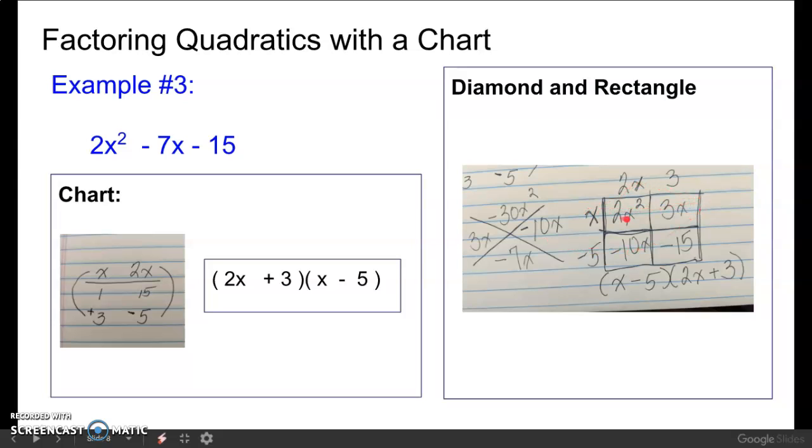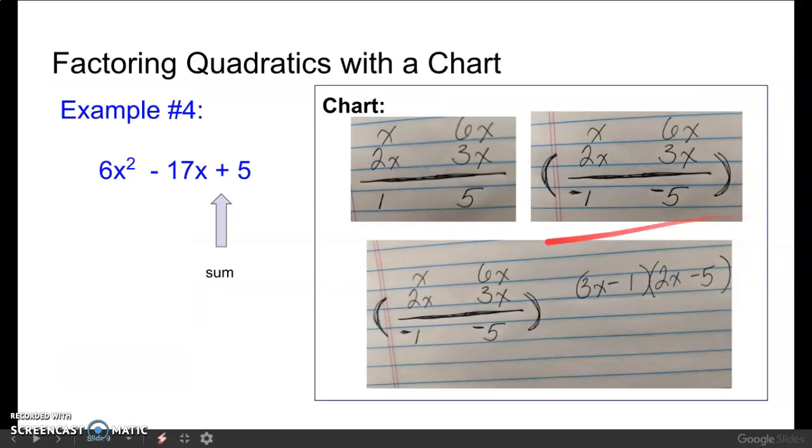I decided to go across this way first because the only thing they have in common is x. That automatically makes this 2x. Once I knew that, I knew this had to be negative 5. And once I knew that, I knew this needed to be 3. All right, so then I've got x minus 5 on one side, 2x plus 3 on the other. And again, you can see it's the same.